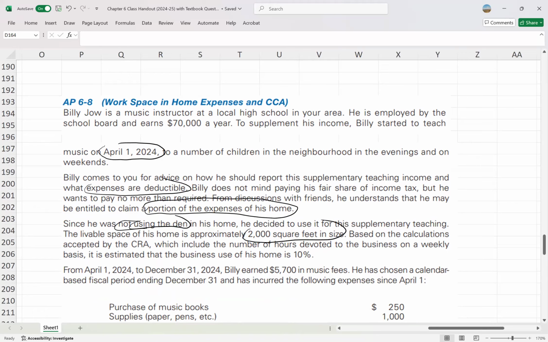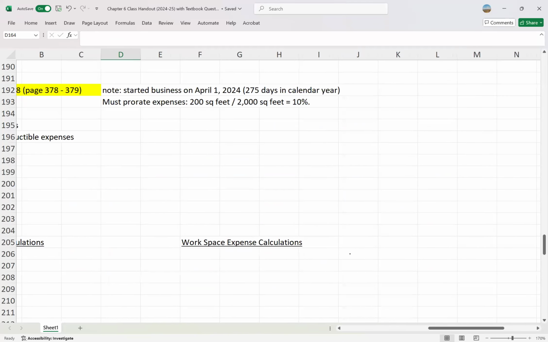And the percentage of the home which is being used for his business is 10%. So 10% of 2,000 would be 200 square feet. So I kind of just put that down here. We know that 10% is the portion of his home office expenses that we have to prorate. So we add up all the home expenses, then we prorate it by 10% to figure out how much he's able to deduct for his home office expenses.